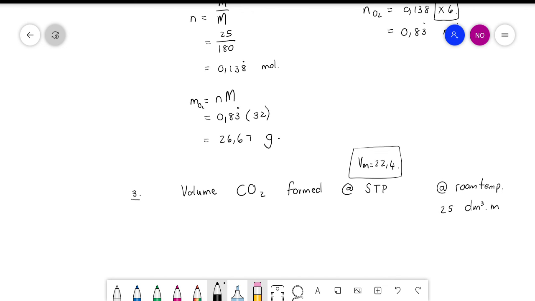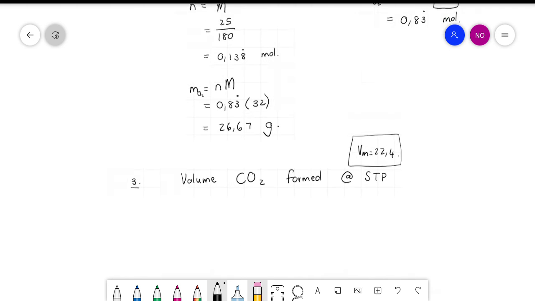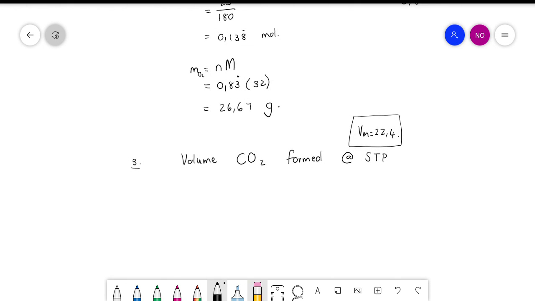So then we assume it is at standard temperature and pressure. Oh, this formula, sorry. n is equal to V over Vn. Use your relationship again and calculate that.